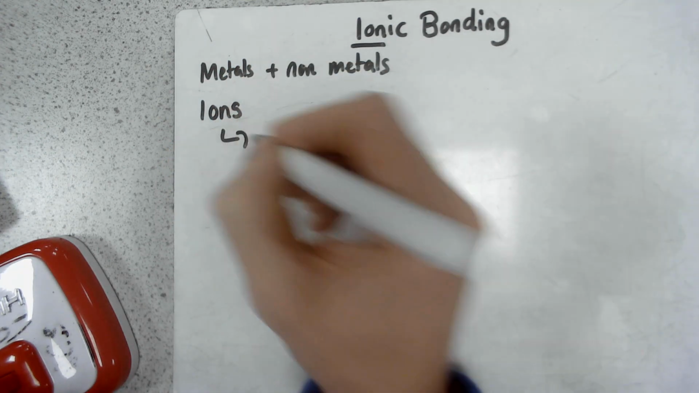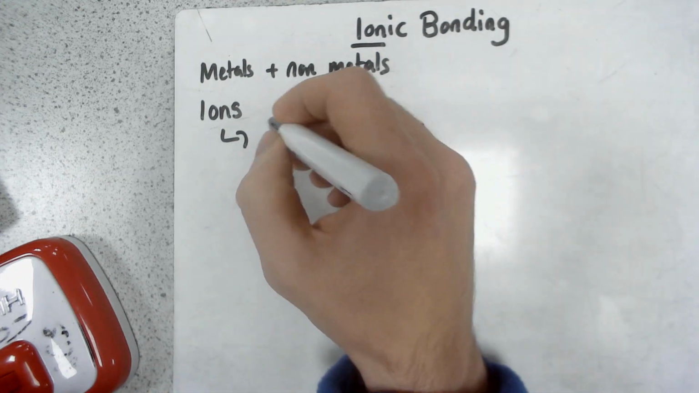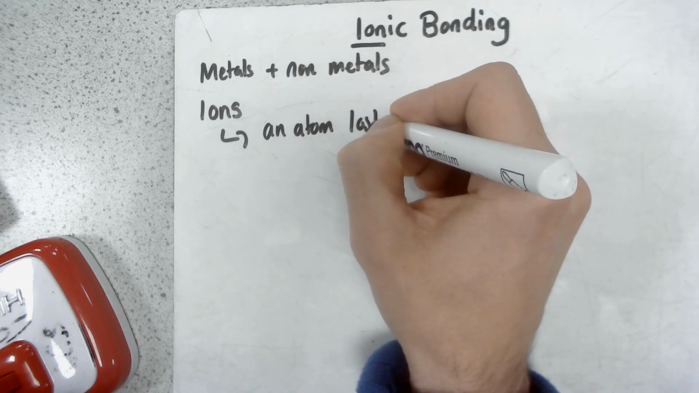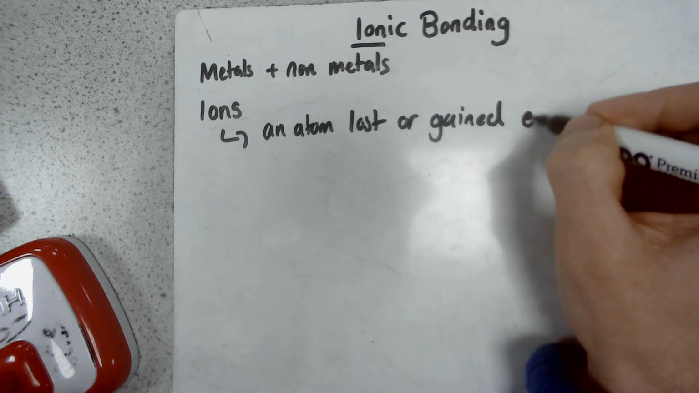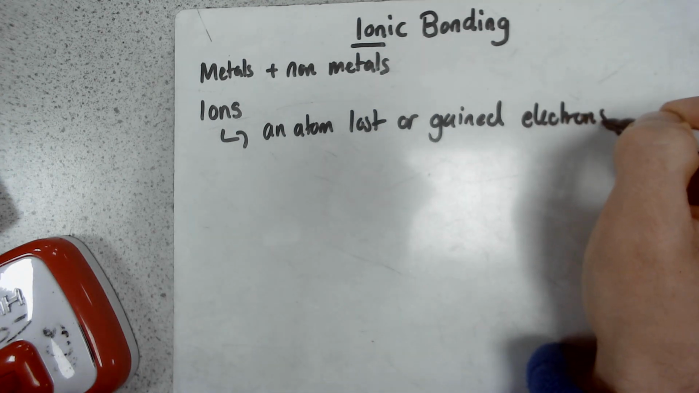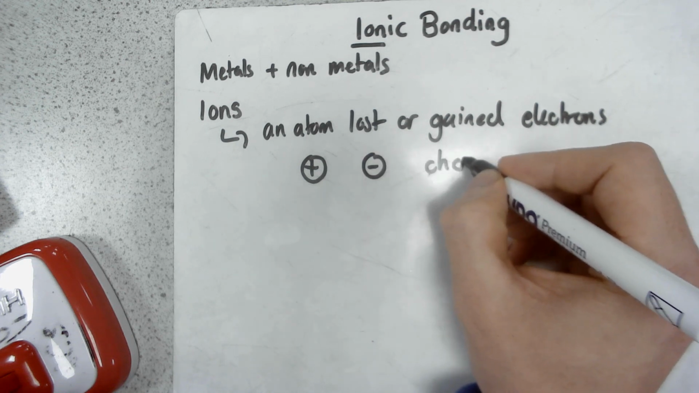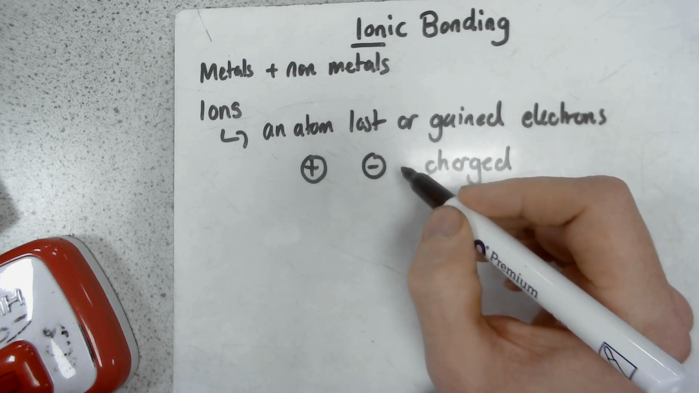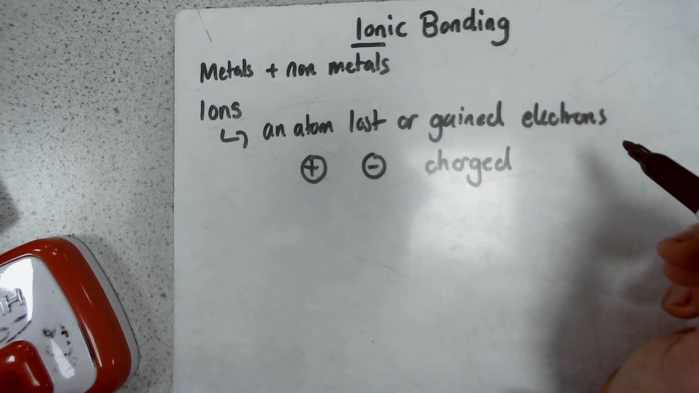As a little refresher, if you watched the video, you'll already know what an ion is. But an ion is an atom that has lost or gained electrons. And it will be either positively or negatively charged. Could be 2 minus, could be 2 plus, could be 3 plus, could be 3 minus. Okay? The charge can vary depending on the loss or gain of electrons.